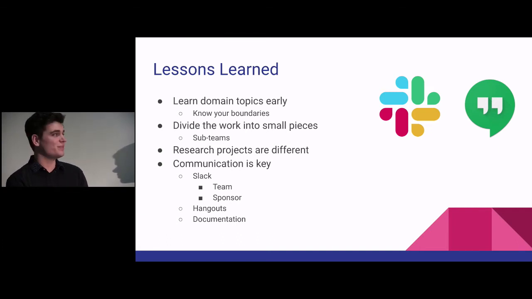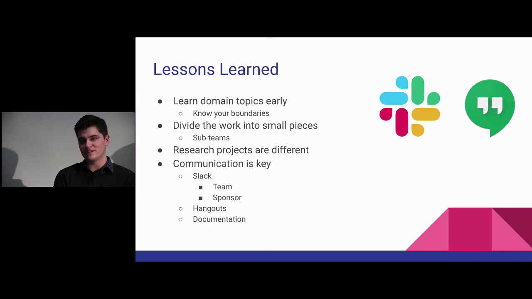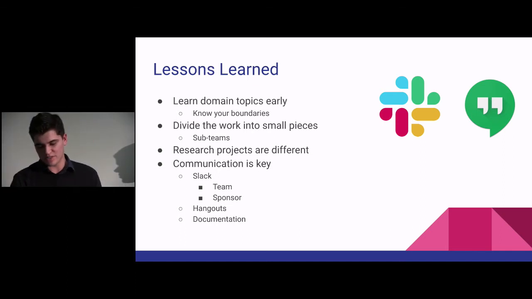Dividing the work into small pieces really helped. Keeping it agile, as cliche as it sounds, really helped. Research projects are different; I feel like we've already said that. Communication is key, definitely. That's a major takeaway for this project: being able to talk to your teammates and your sponsors. We had the benefit of using Slack, which really helped, because although we only had weekly meetings, we were able to talk through and handle our problems quickly.